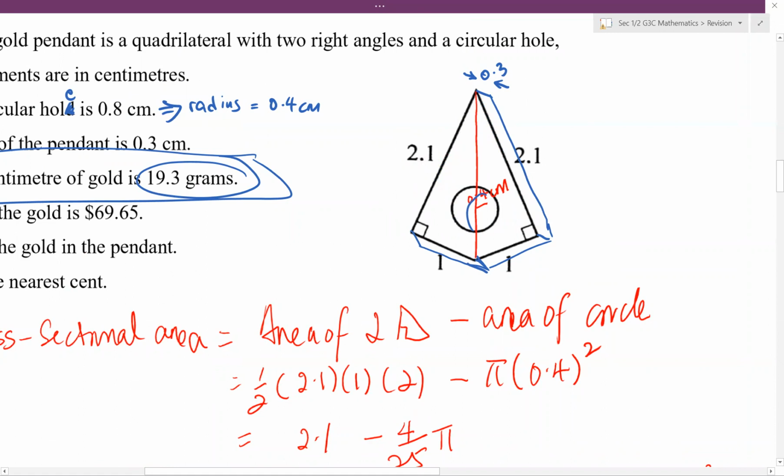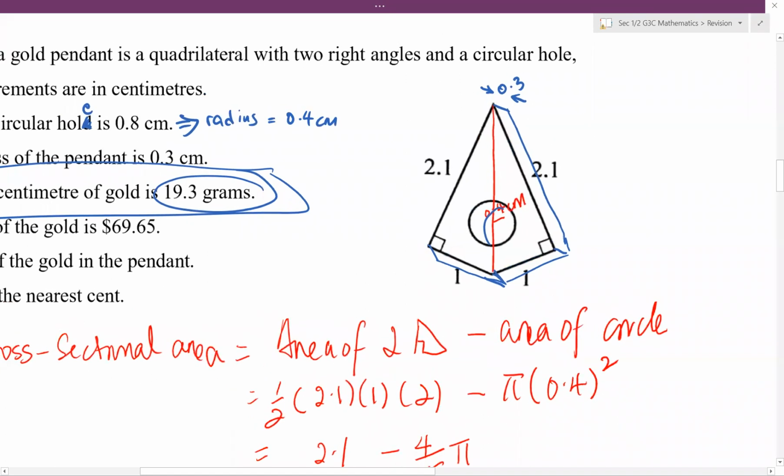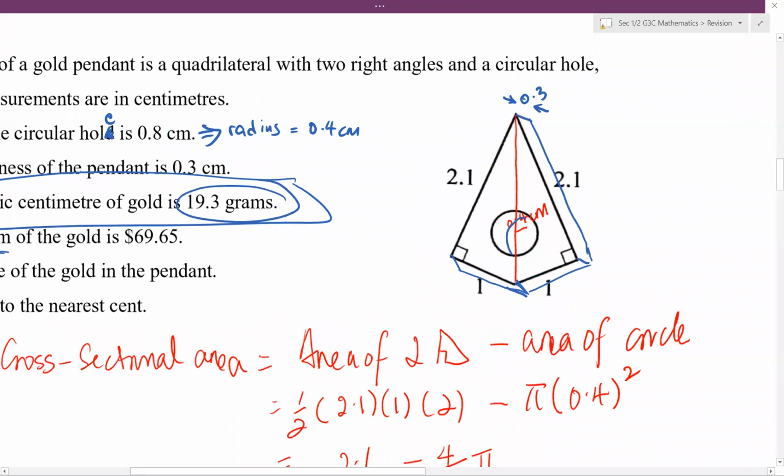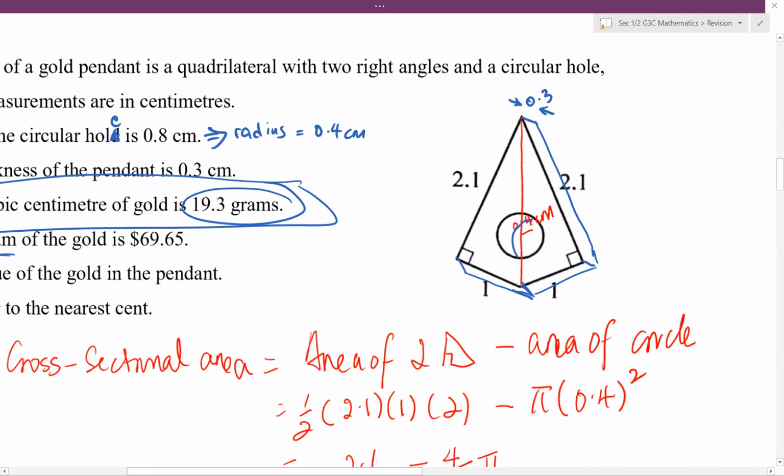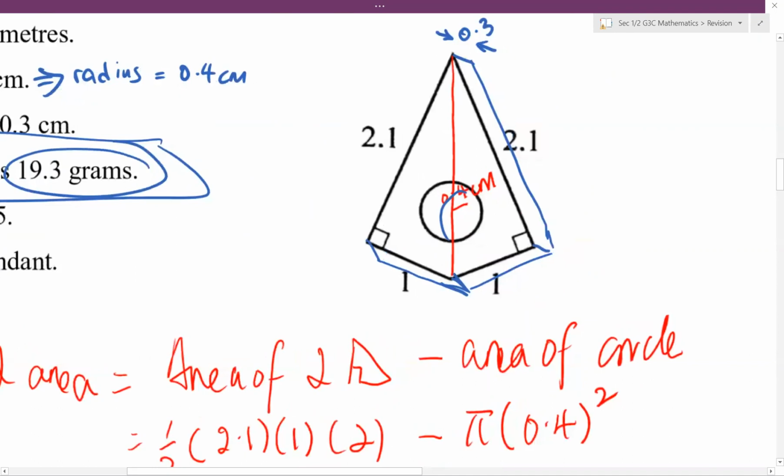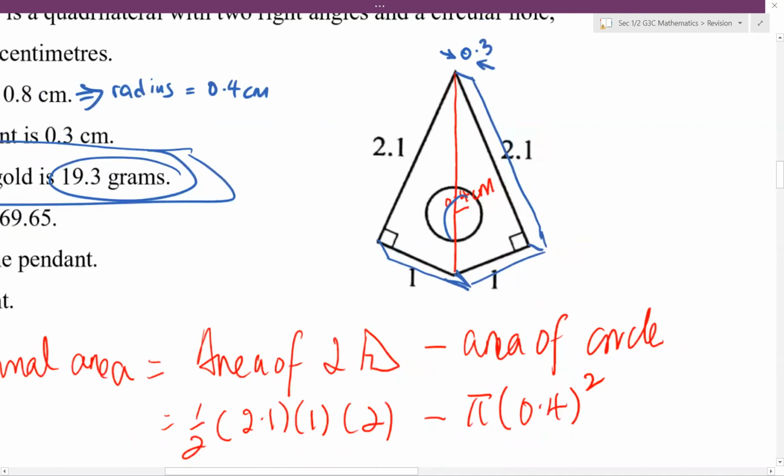So we need a cross-sectional area multiplied by the thickness to get volume. Now, cross-sectional area is our first problem we need to solve. What is the cross-section area? They tell us that it is made up of a quadrilateral with 2 right angles. So I can divide it as such. Draw a vertical line down. And I end up with 2 right angle triangles.